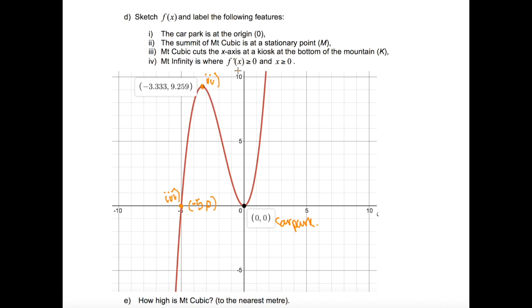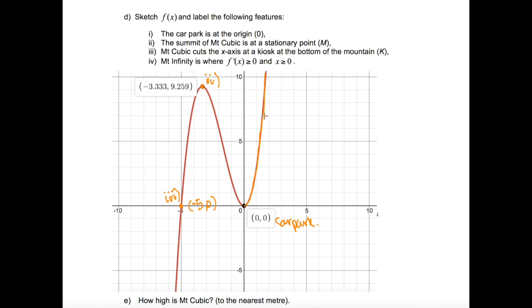And Mount Infinity is where f dash of x is greater than or equal to 0 and x is greater than or equal to 0. So the first part says f dash of x is greater than or equal to 0, so the gradient is positive. So we have to look for anywhere on the graph where the gradient is positive. Well, it's definitely not in here because the gradient between the maximum and the minimum is sloping down, so it's a negative gradient. It's a positive gradient over here because it's sloping up, but our x values are negative. So Mount Infinity, as you might guess, is this stuff over here.